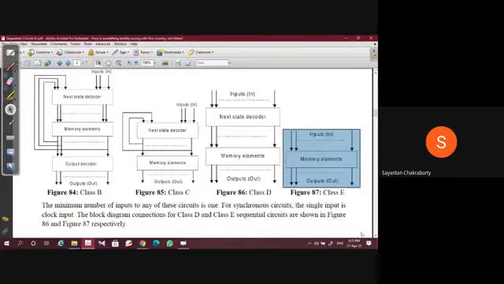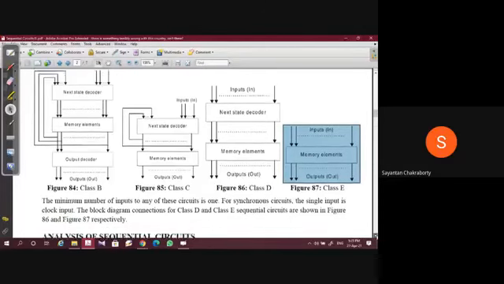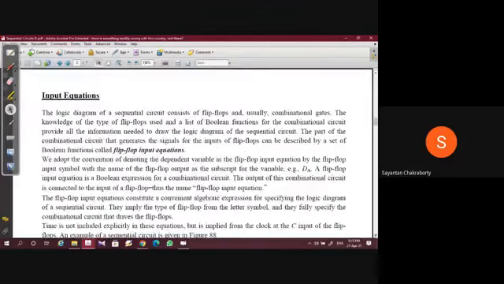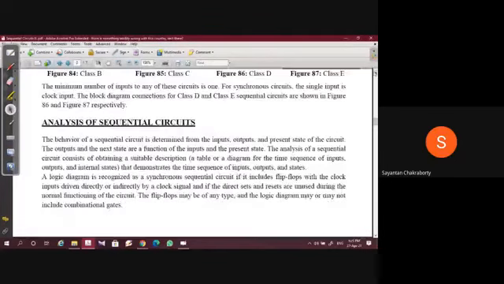Now what we'll study is how to analyze these sequential circuits. A sequential circuit can be analyzed using what we've already learned, standard truth tables. For sequential systems, these truth tables are normally termed as state tables, and the corresponding pictorial representation is called a state diagram. The behavior of the sequential circuit is determined from the input, output, and the present state of the circuit.